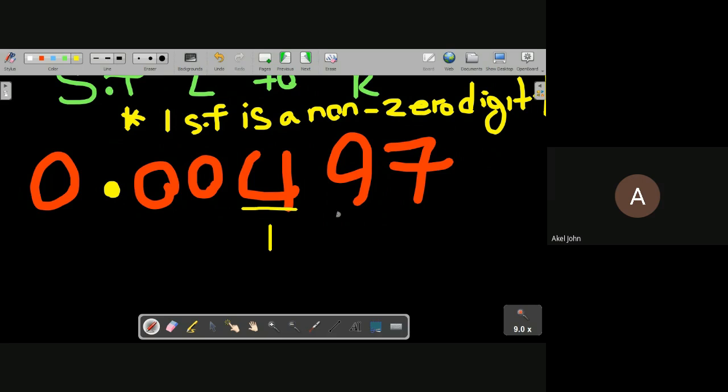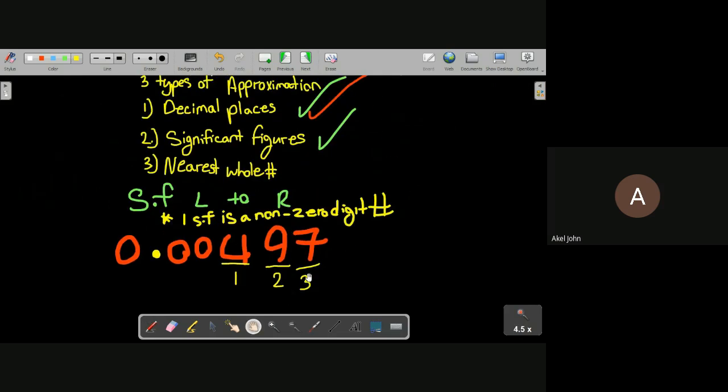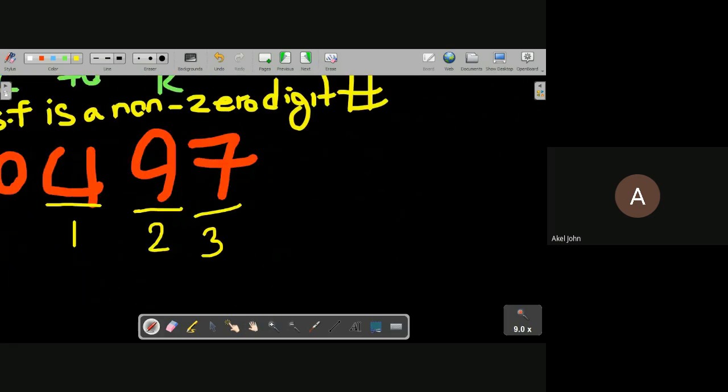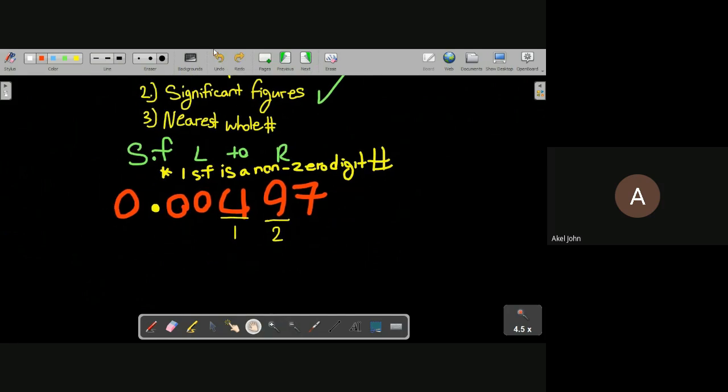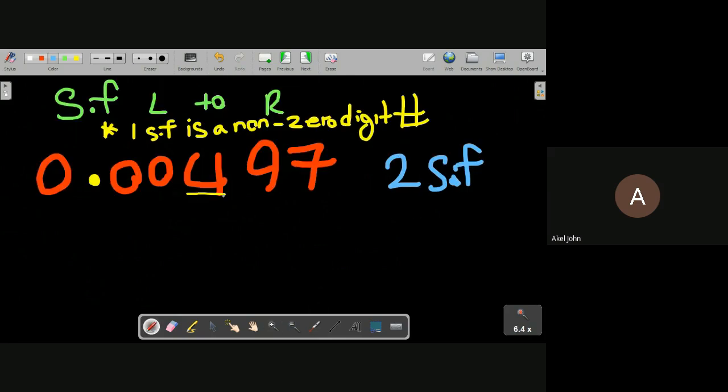Now, if 4 is our first significant figure, then the 9 would be our second, and the 7 would be our third, so on and so forth. Now, hypothetically speaking, if it had a 0 here, then that would make it our fourth significant figure, and so on and so forth. But for the purpose of this example, let's say I want you to approximate this to 2 significant figures. So we already found our first significant figure, which is the 4. Our second would be the 9.